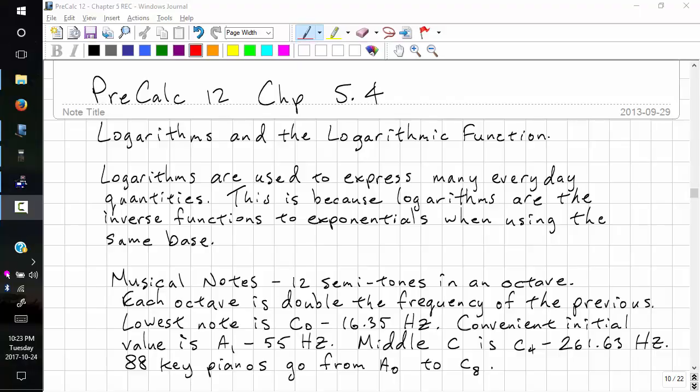PreCalculus 12, Chapter 5.4. We're going to be looking at logarithms and the logarithmic function. So logarithms are used to express many everyday quantities. This is because logarithms are the inverse functions to exponentials when you're using the same base.